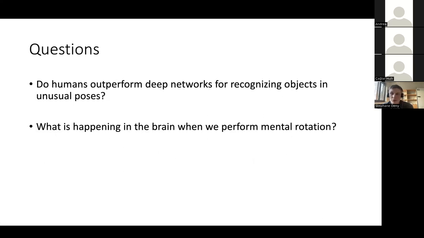Okay, so the question we'll try to address here is, is that process of mental rotation really critical for recognizing objects in unusual poses? And do humans actually outperform deep networks in recognizing objects in unusual poses? And then the second question is, what is happening in the brain when we perform mental rotation? And can we model that for deep learning?